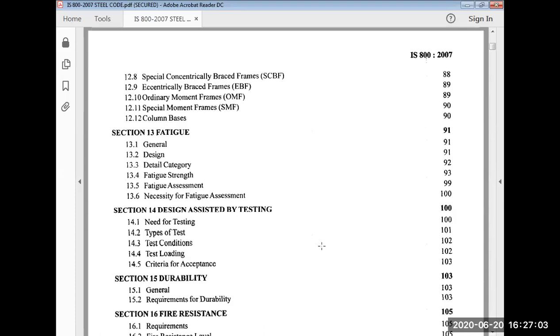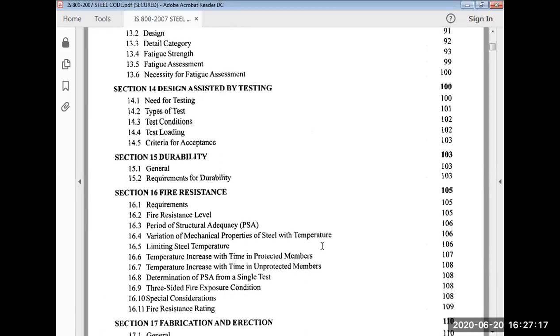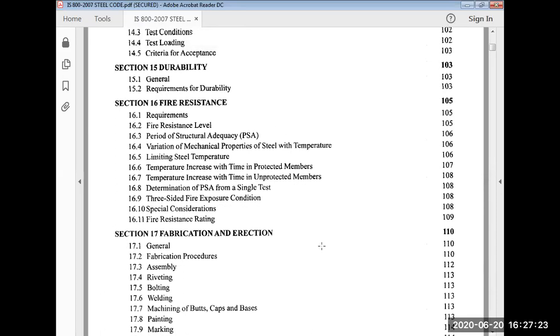Then section 13 is related to fatigue. Then section 14 is design assisted by testing. Then section 15 is related to durability. Section 16 is related to fire resistance. These sections are given related to strength and serviceability.